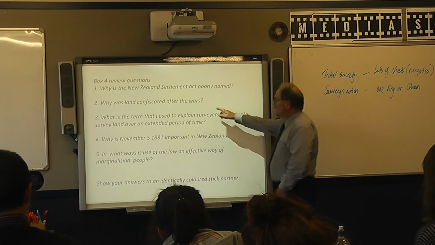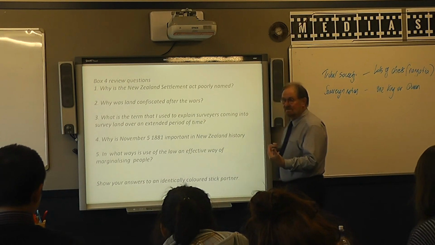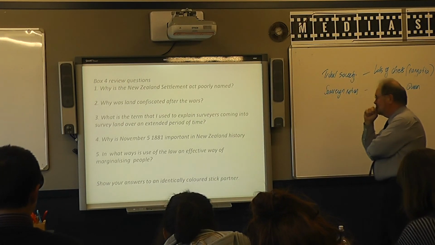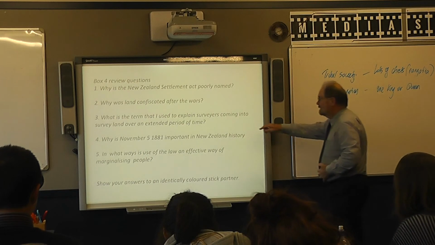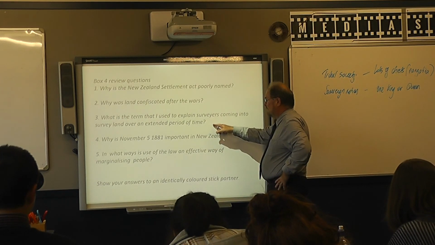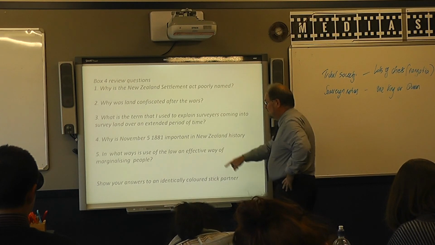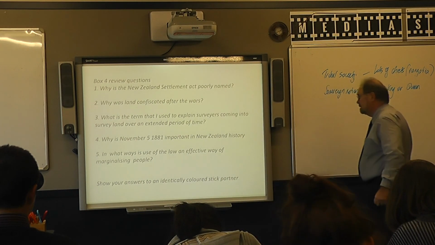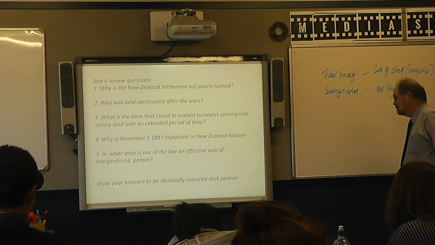Why was land confiscated after the wars? Because they were rebels. Quotation marks. These are used to explain surveys coming in after November 5th.